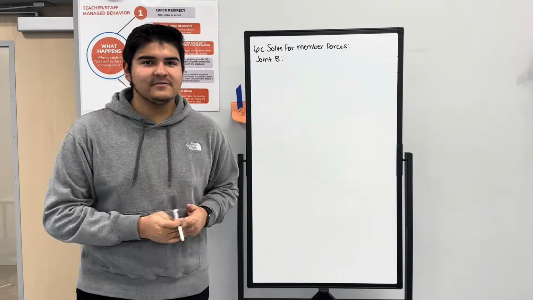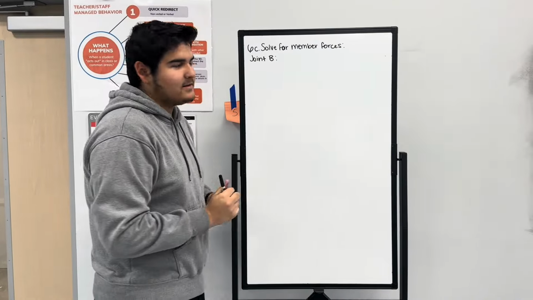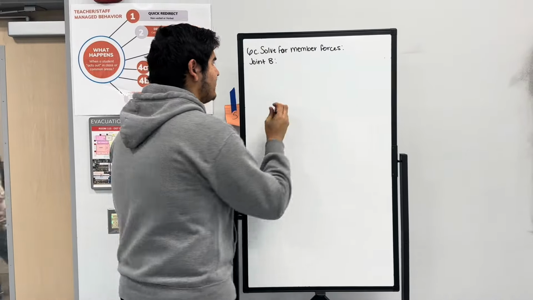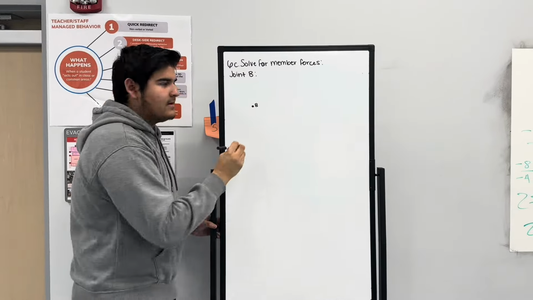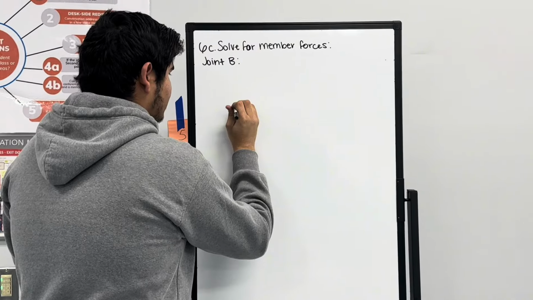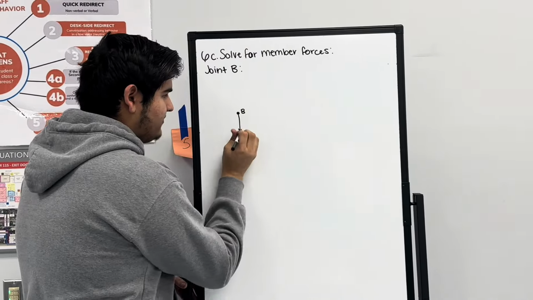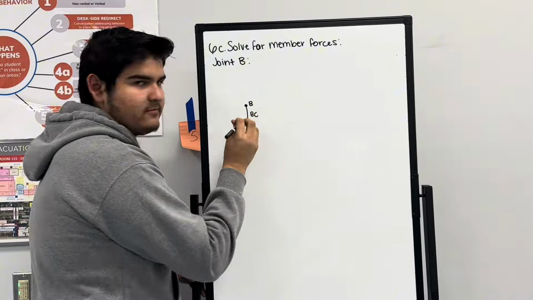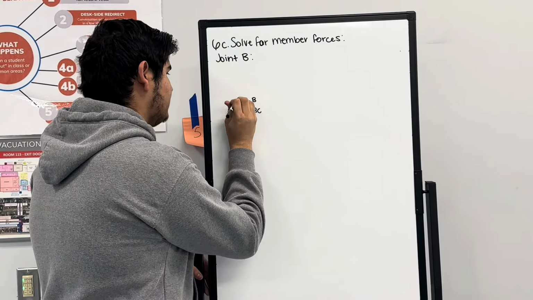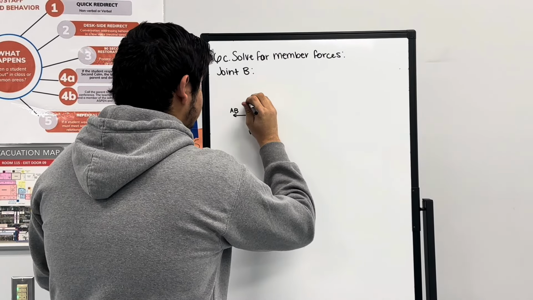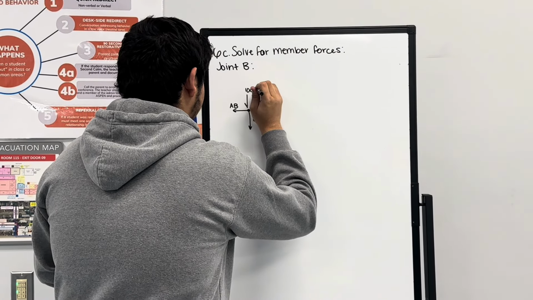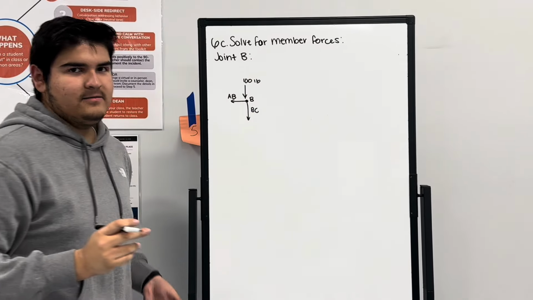Okay, so now that we solved for joint D, we can solve for joint B. Let's just draw our free body diagram with all the forces. So here is joint B. We have a force of BC right there, as well as the force from AB there. And we also have our 100-pound force acting on as well.